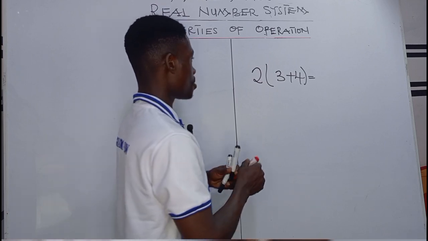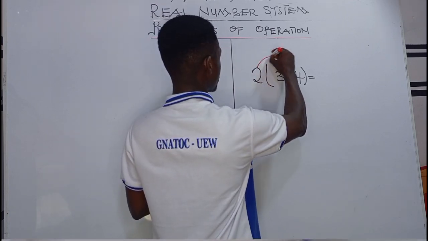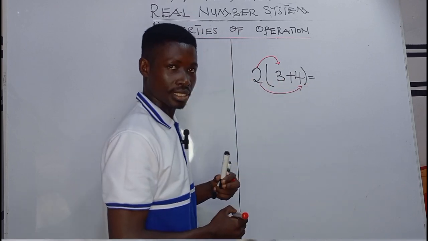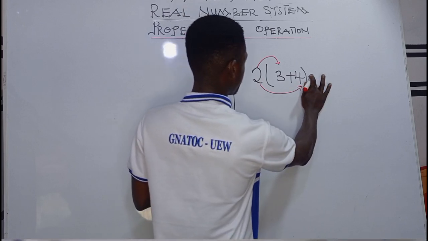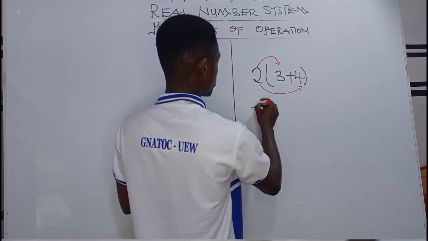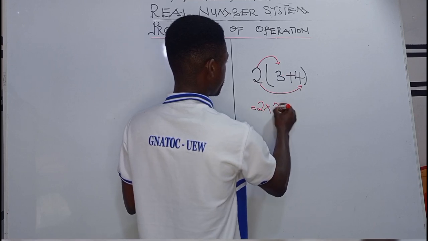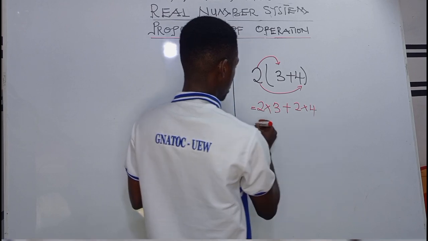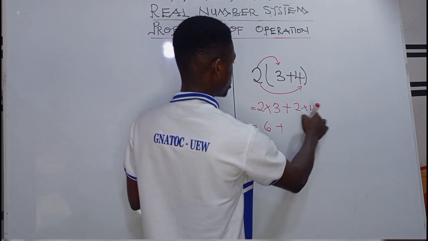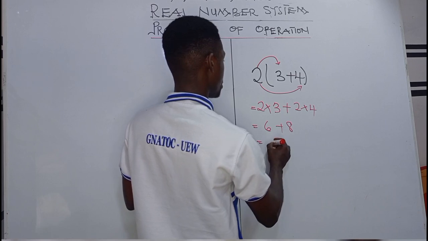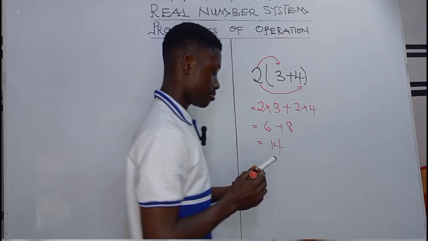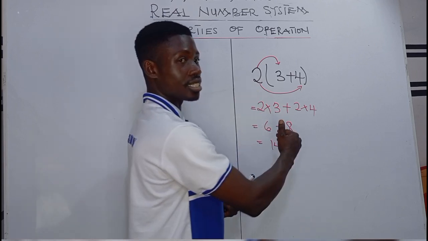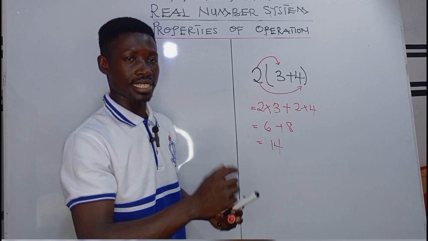Very good. So what we are going to do is that we use the number outside the bracket to multiply the individual terms within the bracket. So we are going to get 2 times what? 3 plus what? 2 times what? 4. This gives us 6 plus what? 8. And then we sum them, giving us what? 14. Very, very easy.